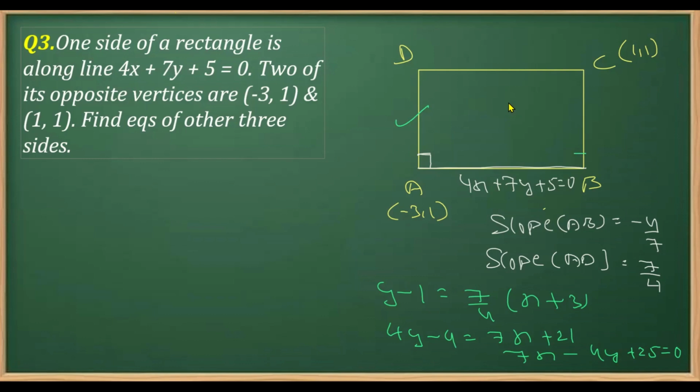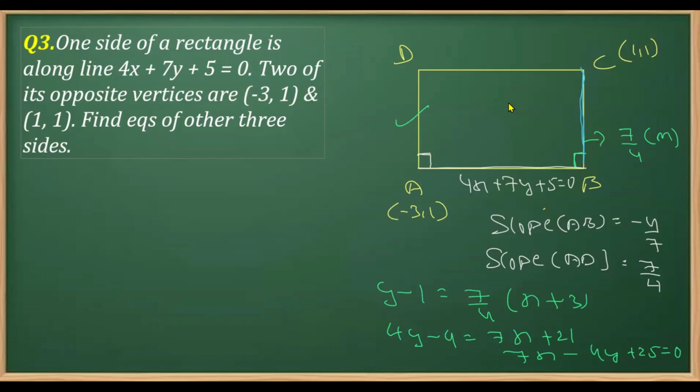So the slope of this line will also be the same. It should be 7 over 4, and the reason is this is perpendicular. So we know that we can find the equation of this line. This time I'm obtaining the equation of BC here.